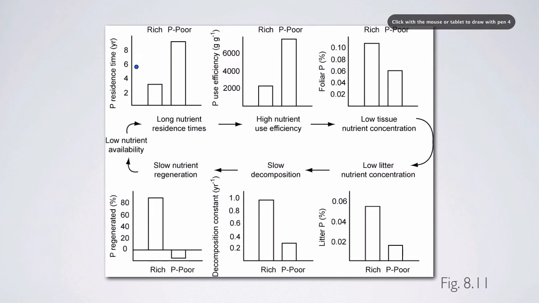On the other hand, when nutrient availability is relatively high, there's a positive feedback that tends to maintain high phosphorus availability. So in a rich site, residence time is relatively low, use efficiency is low, P concentrations are high in the leaves as well as in the litter, decomposition speeds up, and a lot more phosphorus is regenerated through microbial processes. So these are just the general feedbacks associated with having differences in nutrient use efficiency. High nutrient use efficiency reinforces low nutrient availability, and having a low nutrient use efficiency is going to reinforce high nutrient availability.